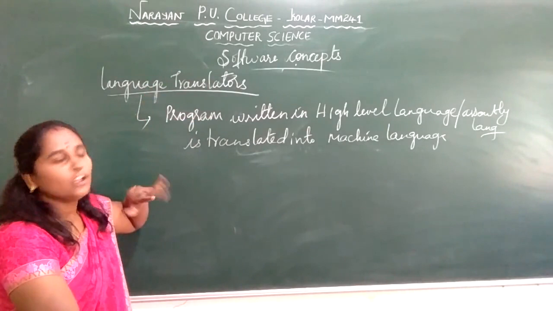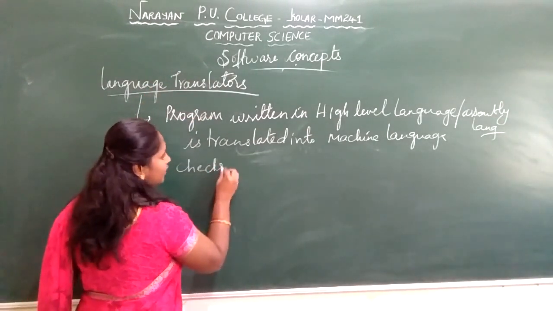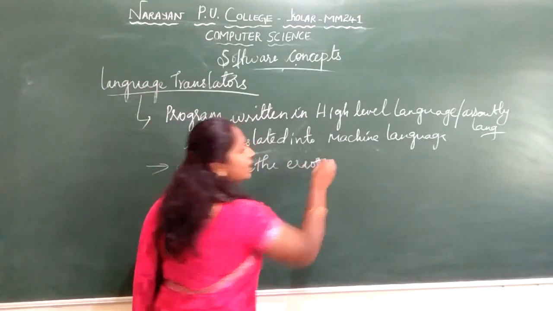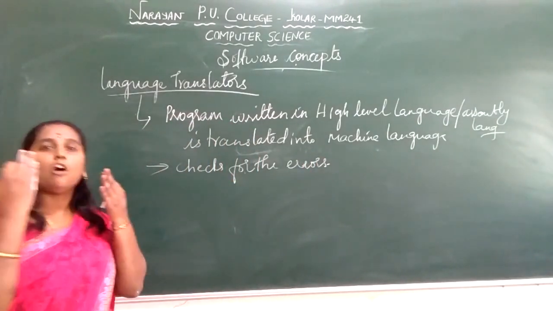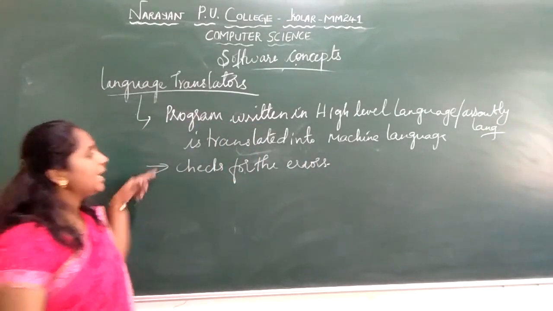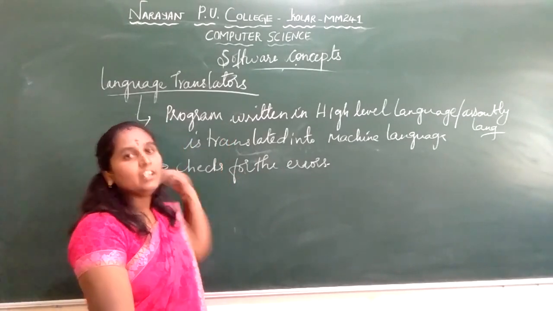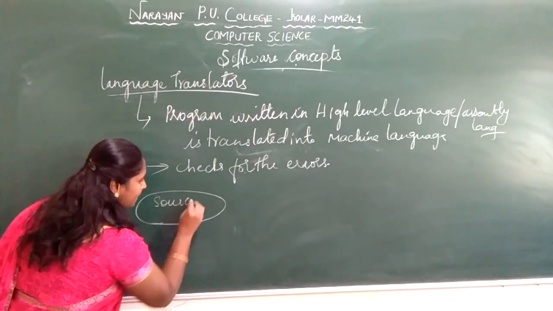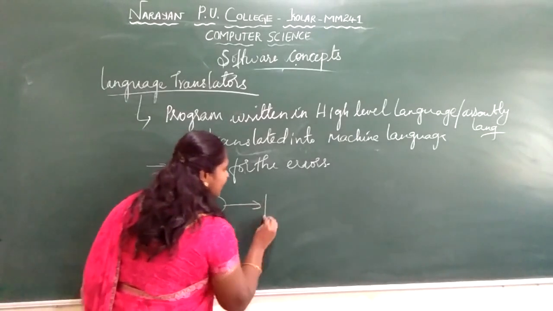During this translation, the translator also checks for errors. That is, while translating a high level language or assembly language into machine language, any errors that occur in a program can be checked during this translation. So here, this is my source program. This is my source program. Here I am using a translator.